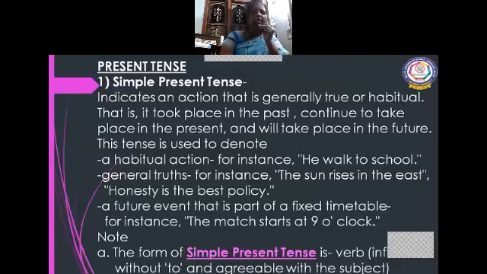So simple present tense indicates an action that is generally true or habitual. That is, it took place in the past, continues to take place in the present, and will take place in the future. This tense is used to denote a habitual action. For instance, he walked to school. So he walks to school. He walks to school. The s is missing there. He walks to school. General truth, for instance, the sun rises in the east. Honesty is the best policy.